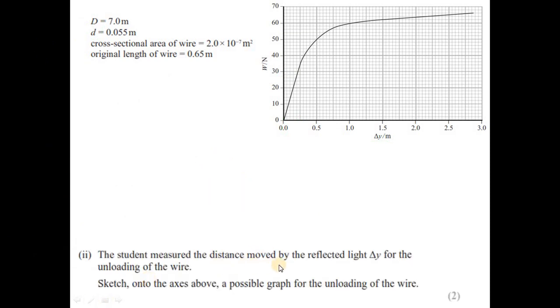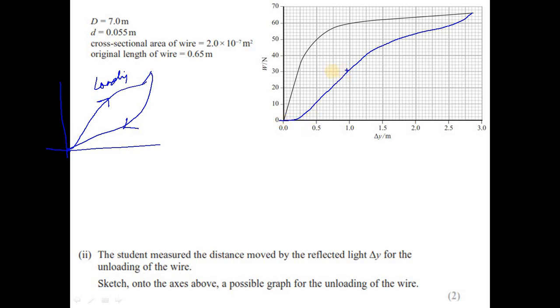The student measured the distance moved by the reflected light, delta y, for the unloading of the wire. Sketch onto the axis above the possible graph for unloading. Most of the time, students get confused because you know that if you have a graph of an elastic band, this is called loading, and if you unload, then you plot this graph. It's a bit similar to this graph. So this is loading and this is unloading, and most of the students use the same concept, and after this they just try to join this, which is an absolutely wrong concept.